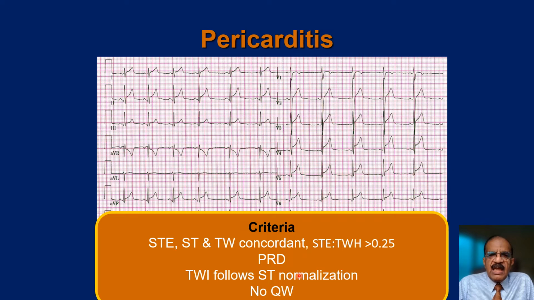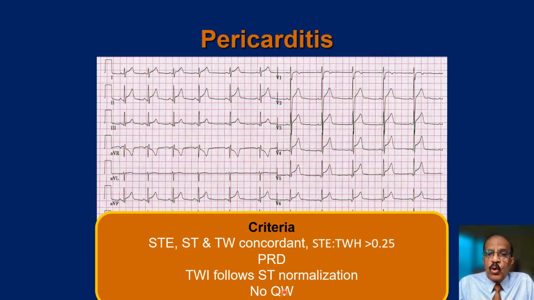And then there is PR depression. It may not be obvious here, but I think I have another ECG where I can show the PR interval is also slightly depressed. T wave inversion follows ST segment normalization. So in this ECG, you see ST segment elevation, but T waves are upright. Only when this ST segment is normalized will T waves start inverting in the same leads, and that will occur maybe after several days.